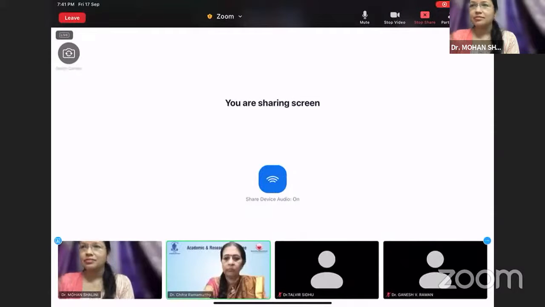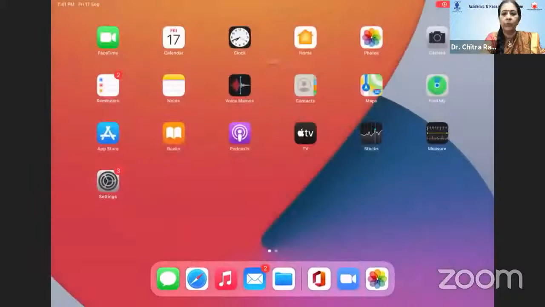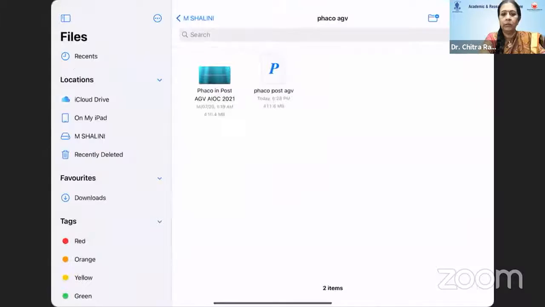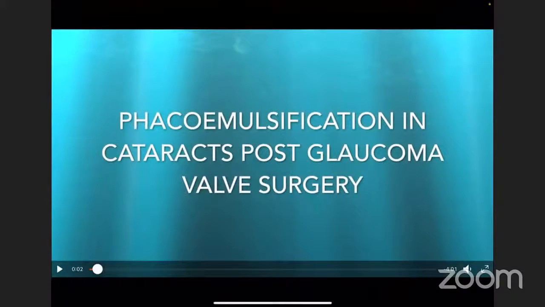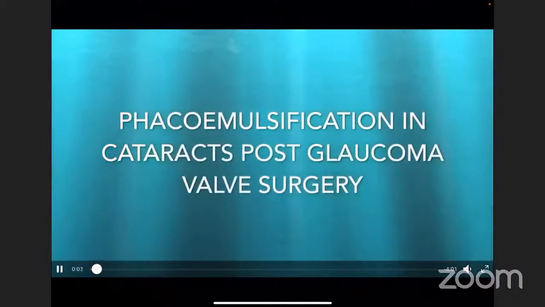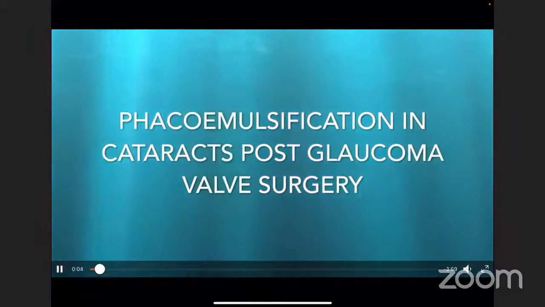Is my screen visible? Yes. Okay. So this is the case of a patient who underwent glaucoma valve surgery, later on developed cataract. So I'm going to show this video presentation of cataract surgery being performed in a patient of post-glaucoma valve.